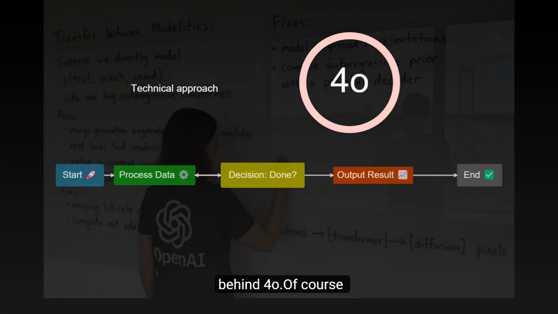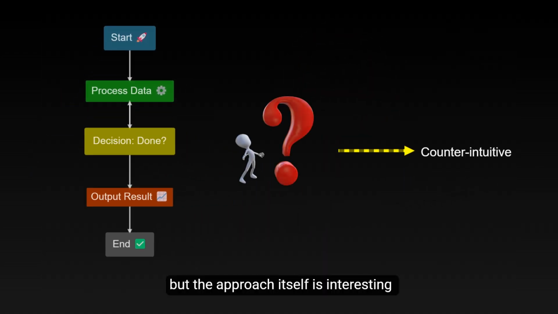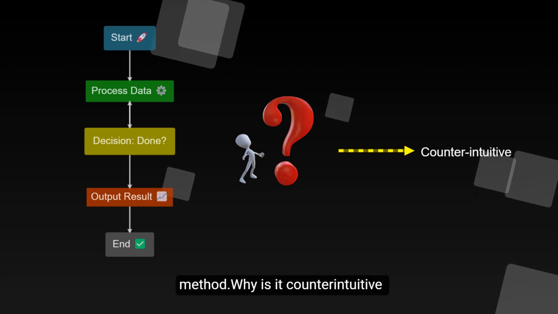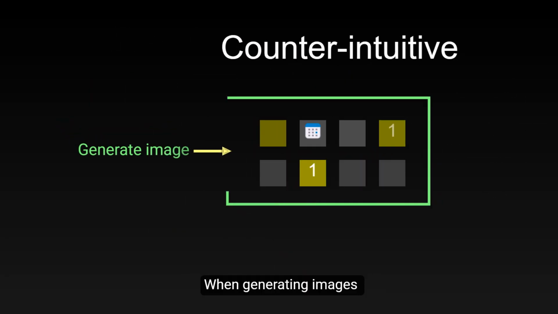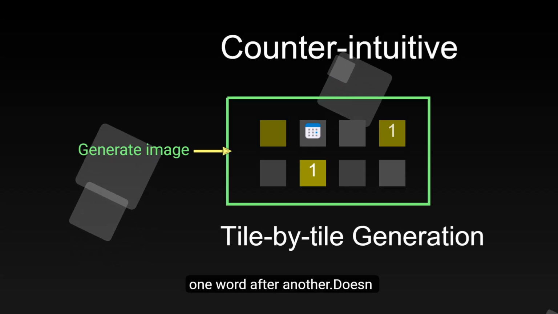From the content on the whiteboard, we can infer the technical approach behind 4o. Of course, this is just an analysis based on photos, but the approach itself is interesting. OpenAI chose a counterintuitive method. Why is it counterintuitive? When generating images, it generates them one tile at a time, just like writing an article, one word after another.